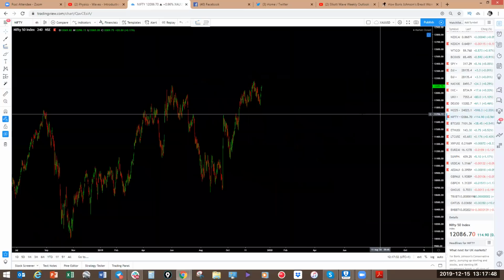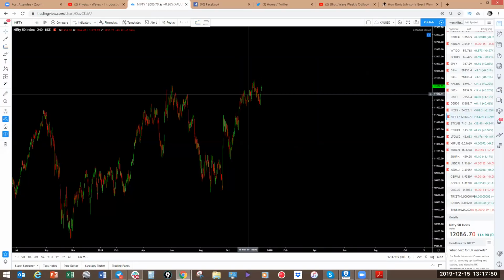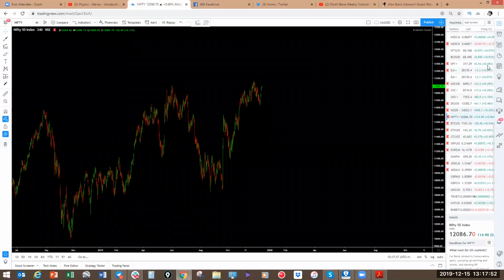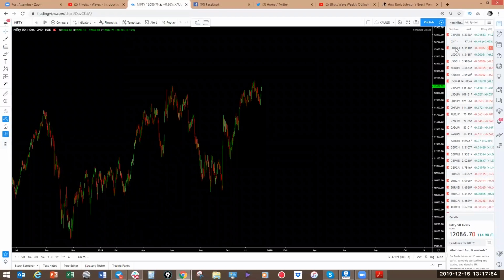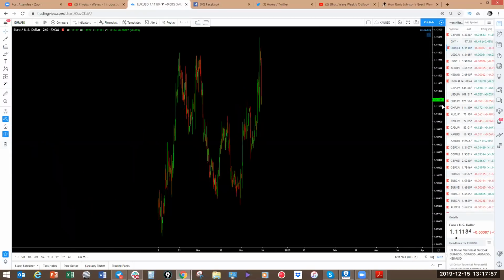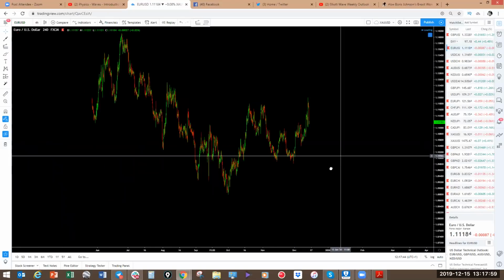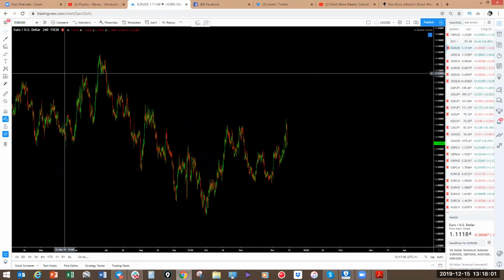Okay, so that's that on the indices and the cryptos. Now let's have a look at the US dollar pairs. Let's look at firstly the euro. Now the euro, it looks like it's making this corrective structure.